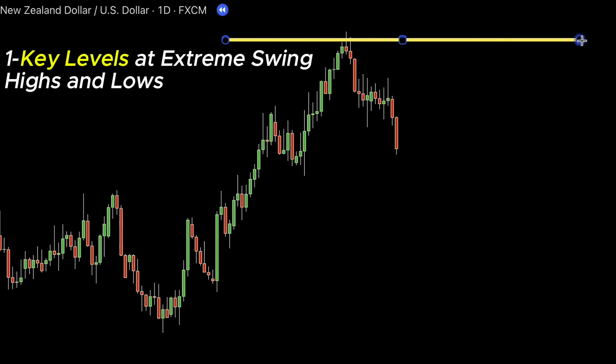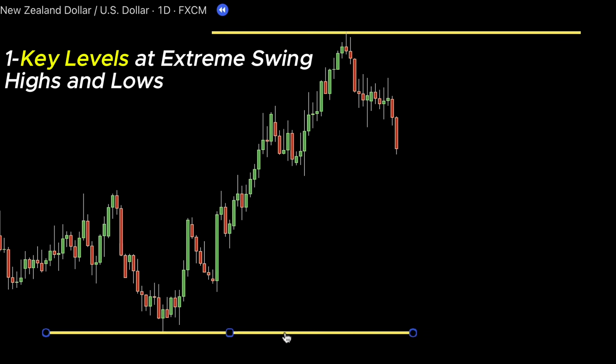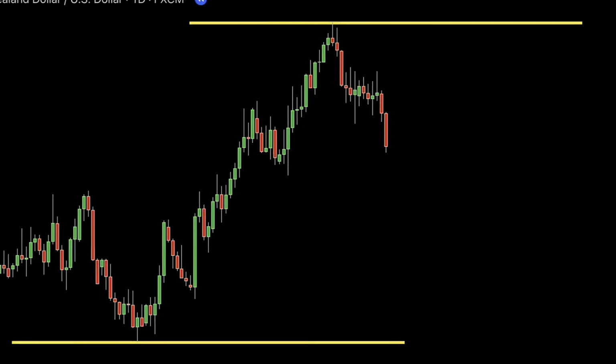Key levels at extreme swing highs and lows. Key support and resistance levels are often found at the extreme points on a chart, swing highs and swing lows. A swing high is the peak of a price move, where the market reached a temporary top before reversing. A swing low is the opposite, a low point where price bottomed out before moving upward. When identifying these levels, focus on the most noticeable peaks and valleys on the higher time frame chart. These extremes usually mark areas where buyers or sellers made a strong move, so they're more likely to act as important support or resistance levels.